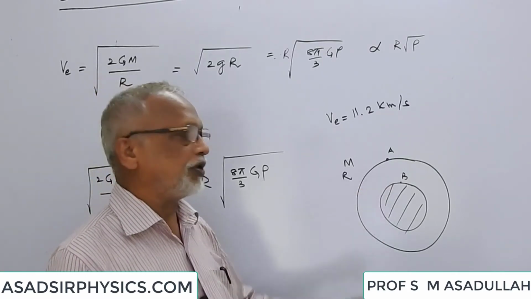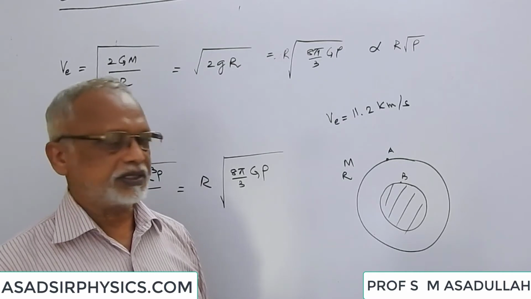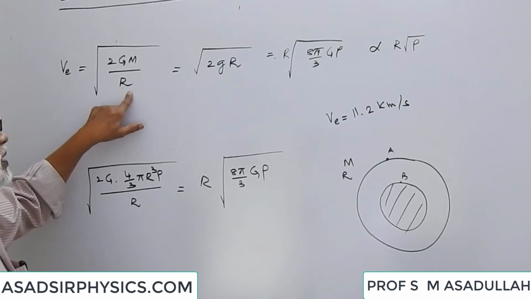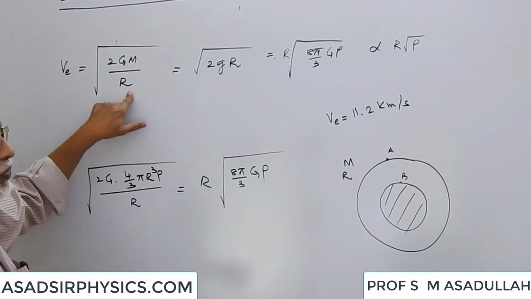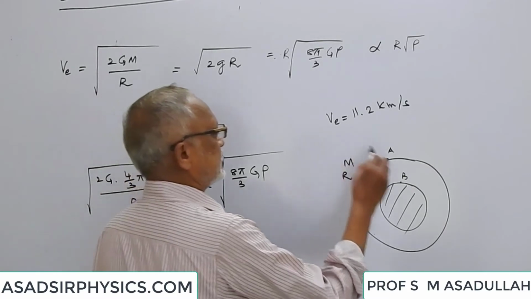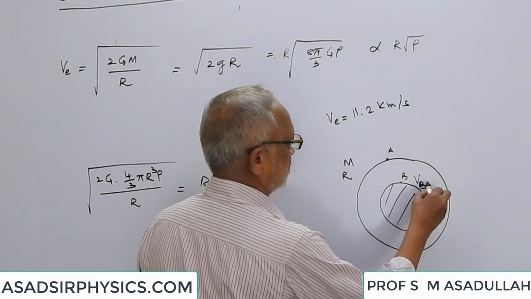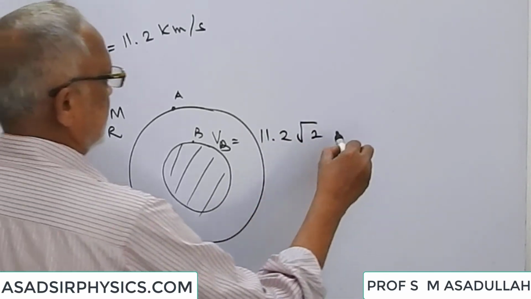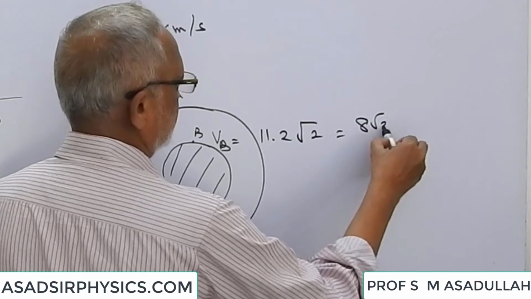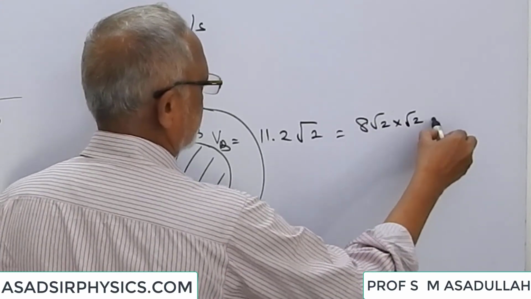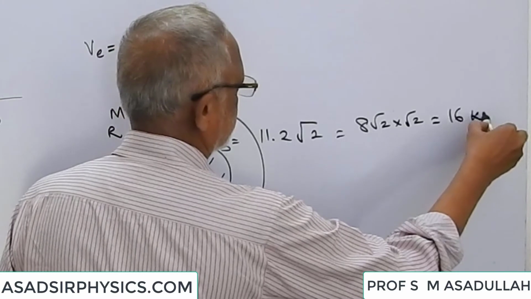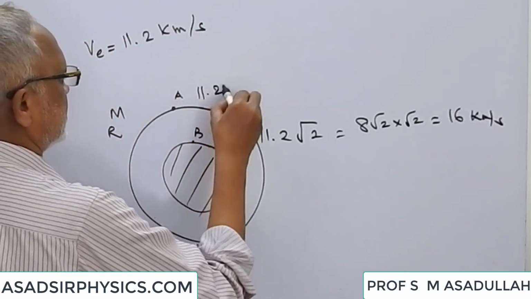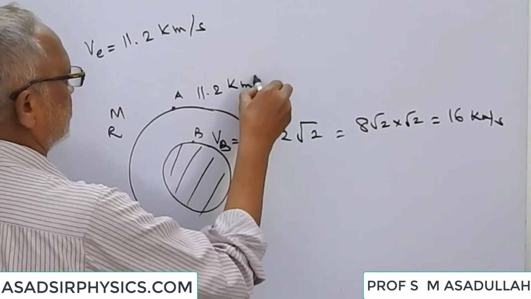If we consider the new point on the new surface of the earth, the radius has become half. Since the radius has become half, the escape velocity will be root 2 times of this. So VB is equal to 11.2 root 2, that's equal to 8 root 2 into root 2, that's equal to 8 into 2 or 16 kilometers per second. At the point A, it will be just 11.2 kilometers per second.